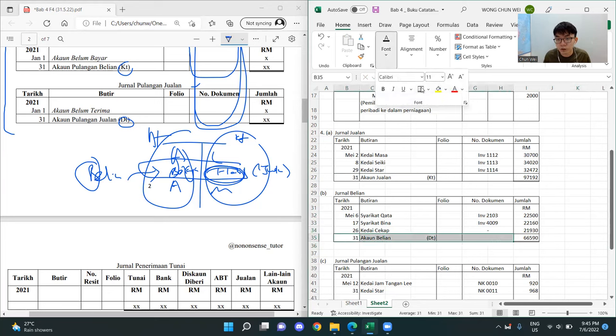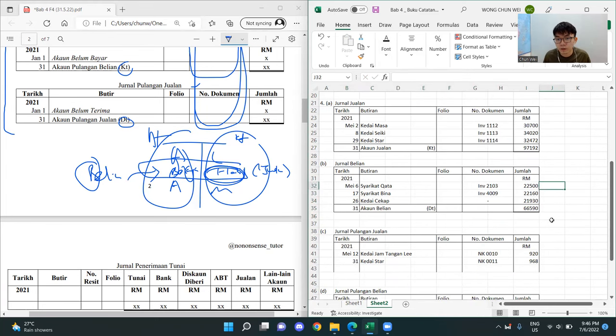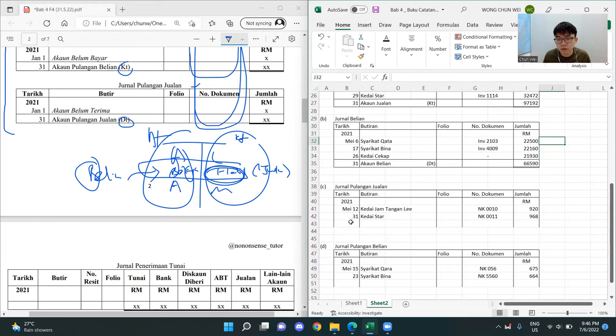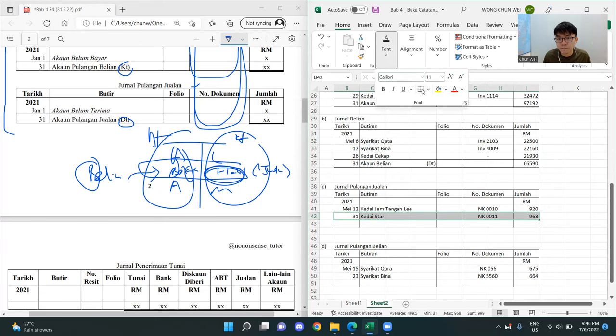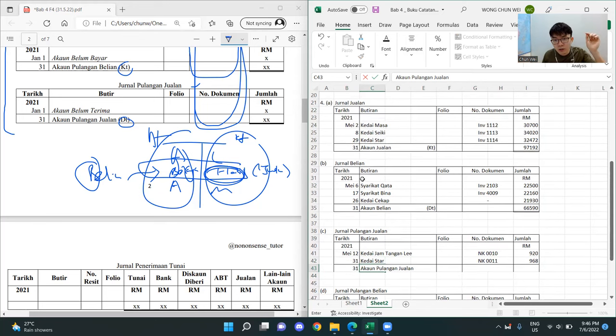Draw line shape. Okay. Now, same thing here. So, pulangan jalan. Account pulangan jalan. Now, pulangan jalan is the opposite of jalan. So if jalan, you know it is a credit, therefore pulangan jalan must be opposite, then that will be debit.